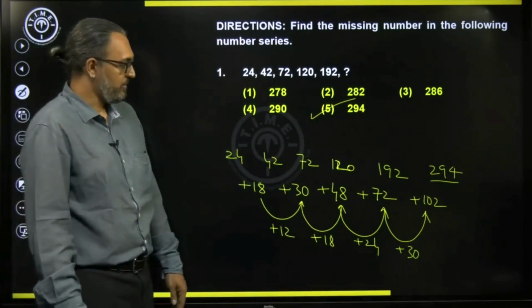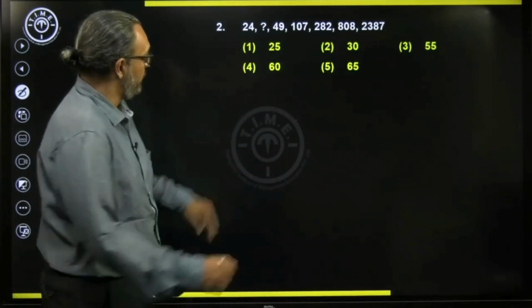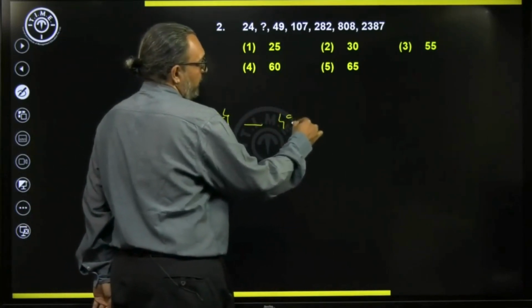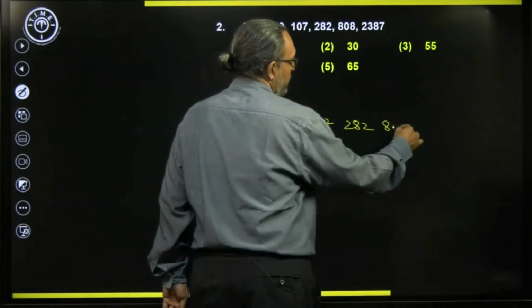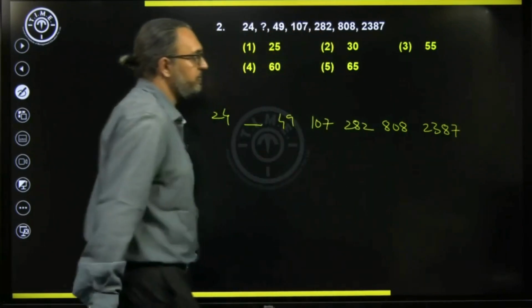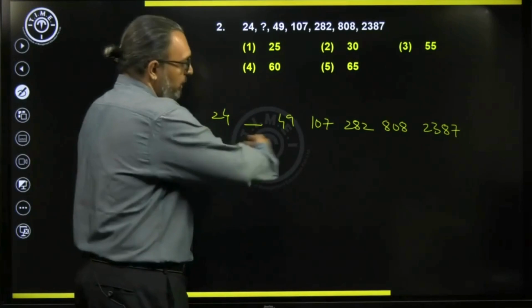Next we have 24, blank, 49, 107, 282, 808 and 2387. So now here again the numbers are increasing.